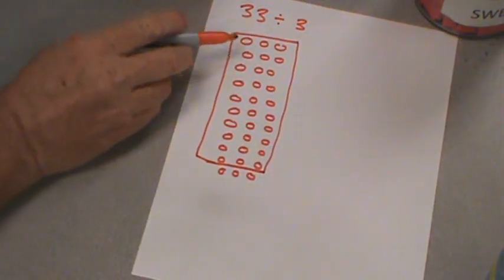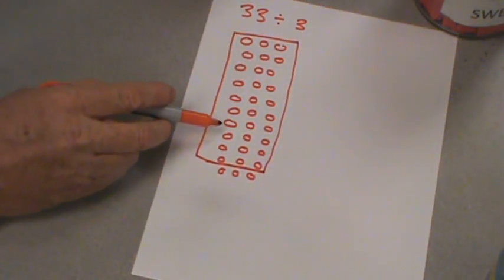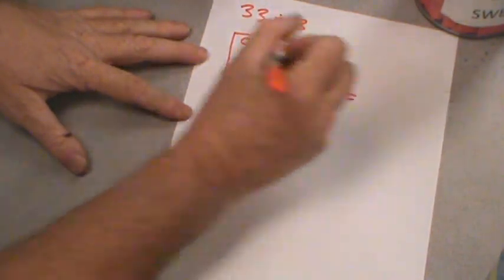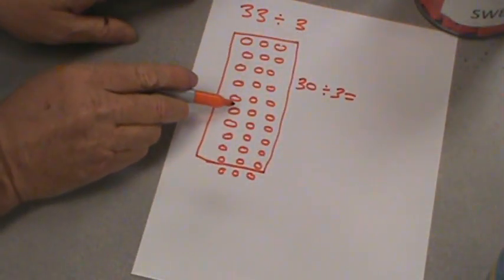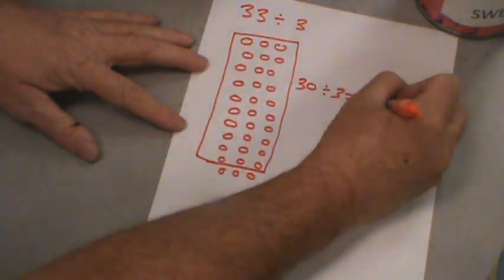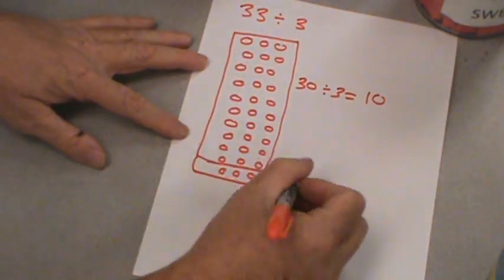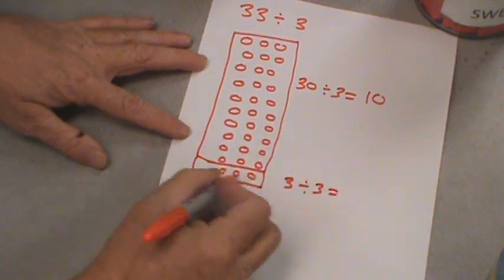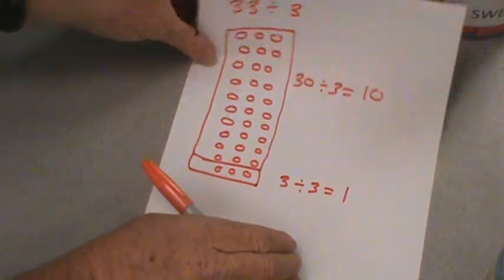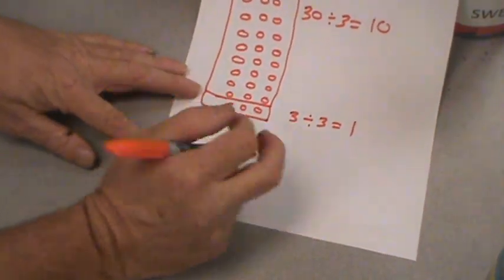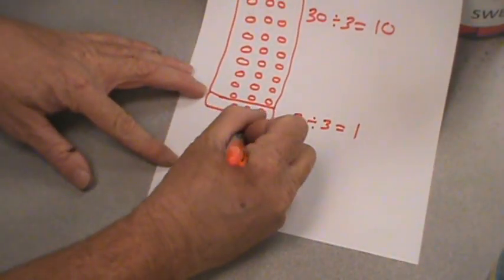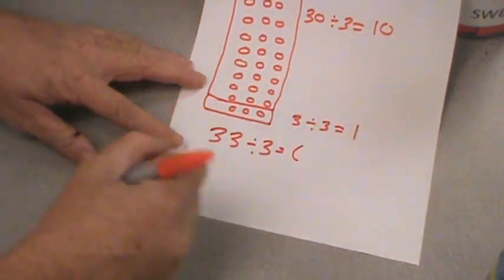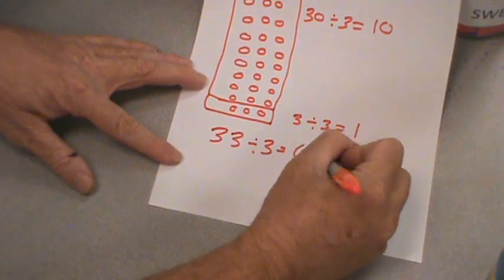So how many do we have? 3, 6, 9, 12, 15, 18, 21, 24, 27, 30. So you have 30 divided by 3 equals how many rows? 1, 2, 3, 4, 5, 6, 7, 8, 9, 10 rows. And then we have to box this little guy down here, and it says this would be 3 divided by 3 equals how many rows? Just 1. So now we can do the distributive property of 33 divided by 3 equals, parentheses, 30 divided by 3, parentheses.